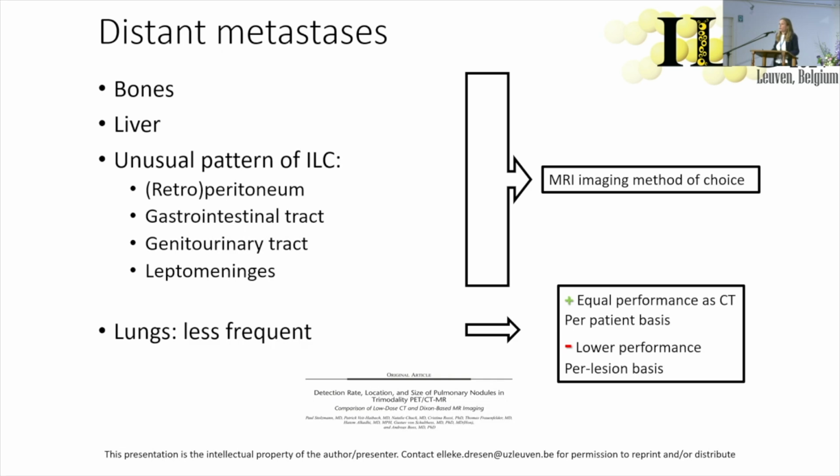And also for those locations with a diffuse infiltrative metastatic disease, like the peritoneum or metastases along, for example, the ureter, MRI is very good at that. So let's use the MRI for that. Of course, lungs might be a problem for the whole body MRI, but in lobular cancer it occurs a little bit less frequently than in other cancer types.